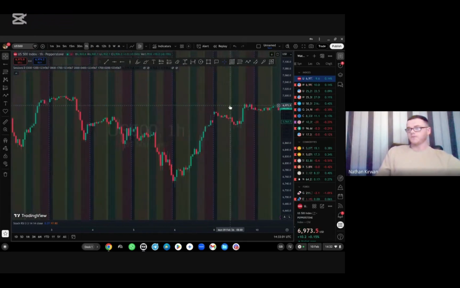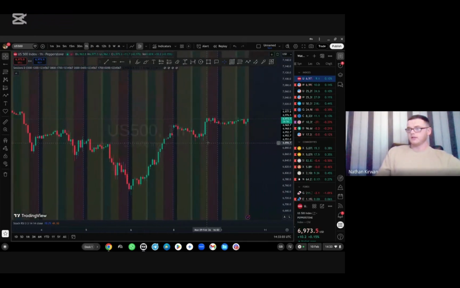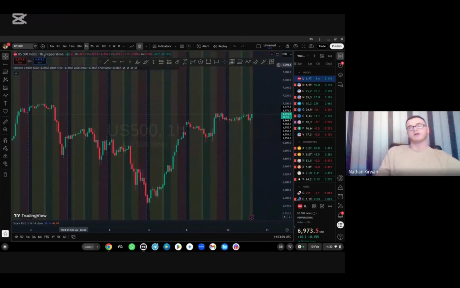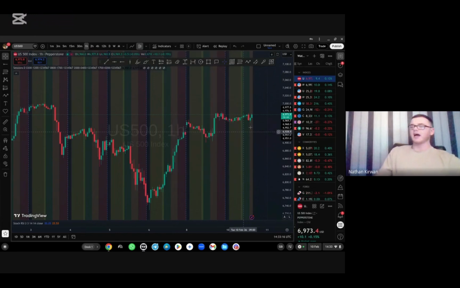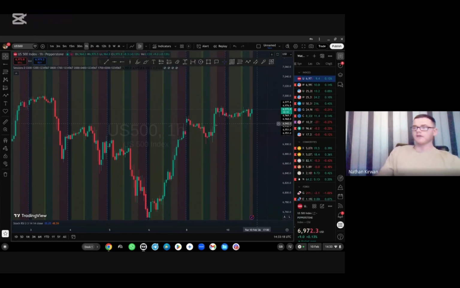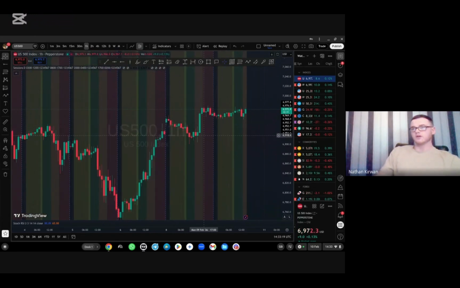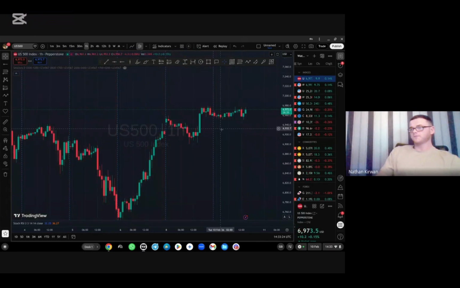So this indicator that I have on, it's called Sessions on Chart. I don't know who it's by. It's handy because without this, if you turn this off, you won't be able to see what session you're currently trading in.